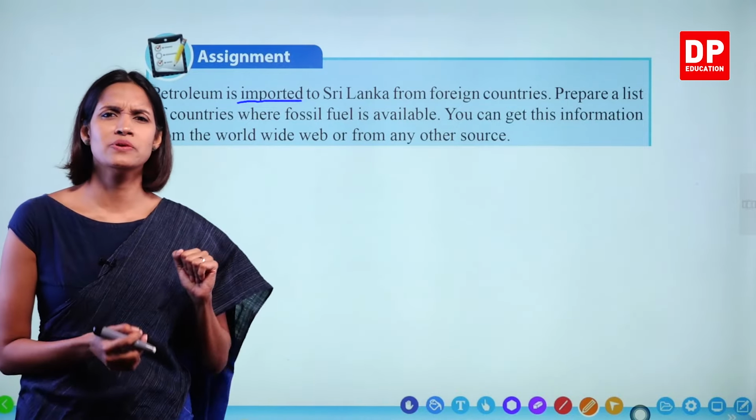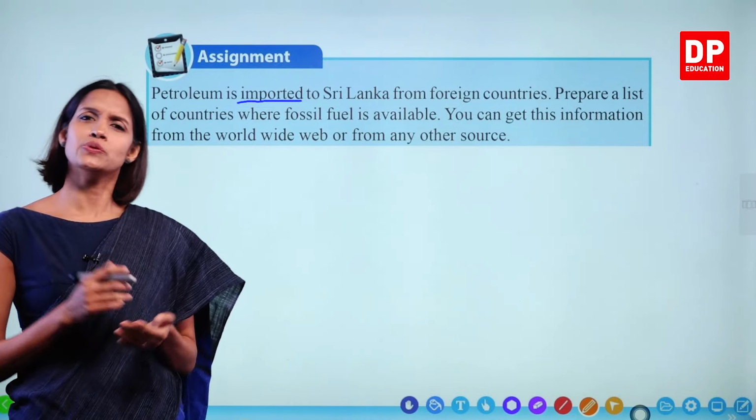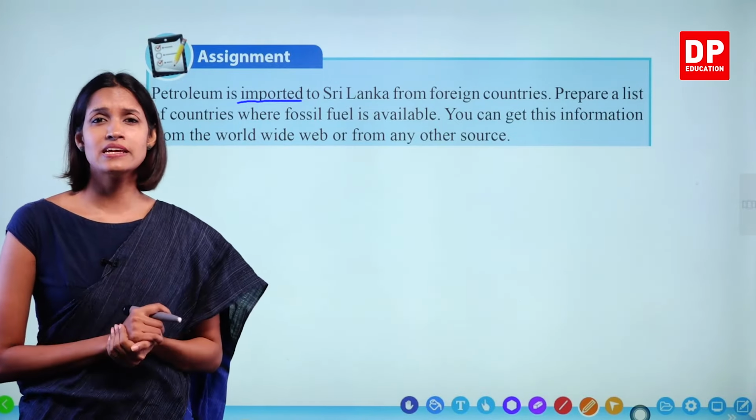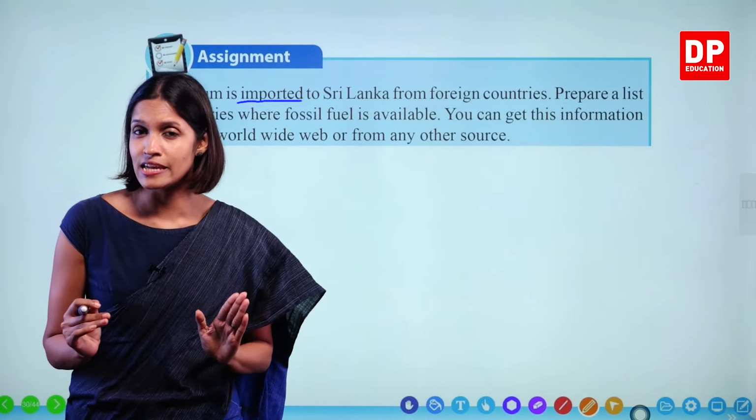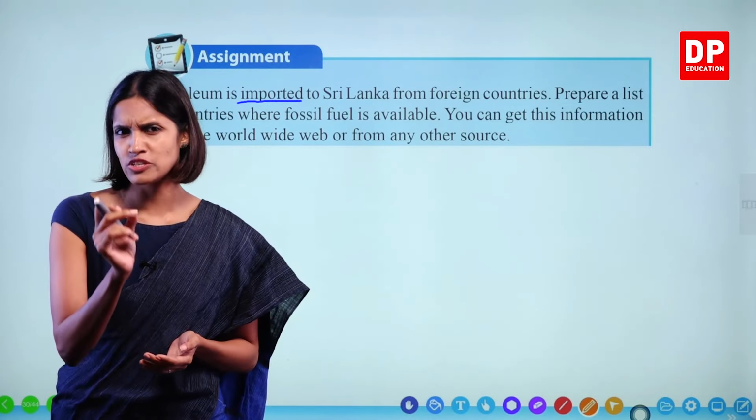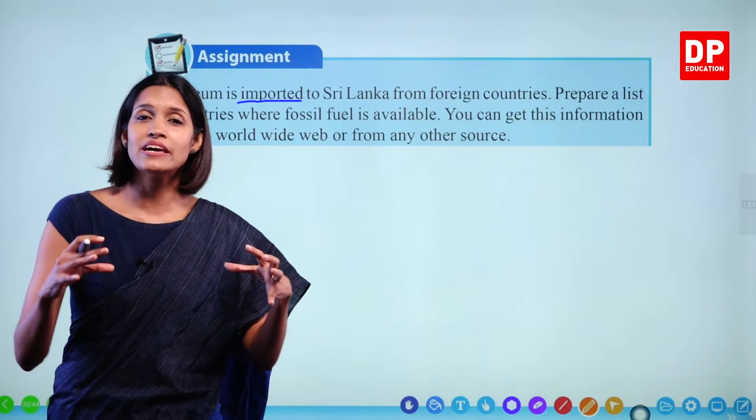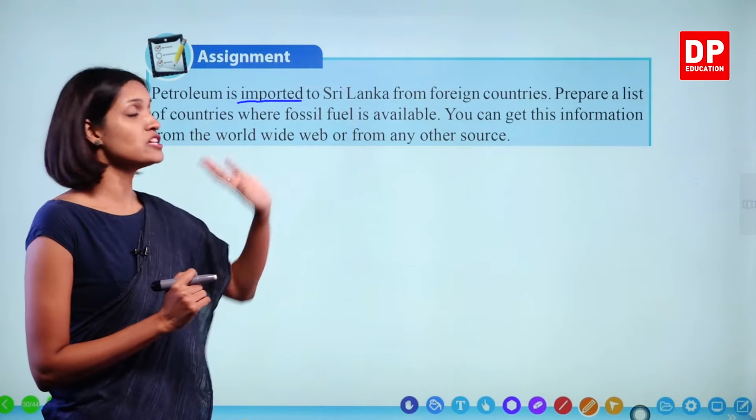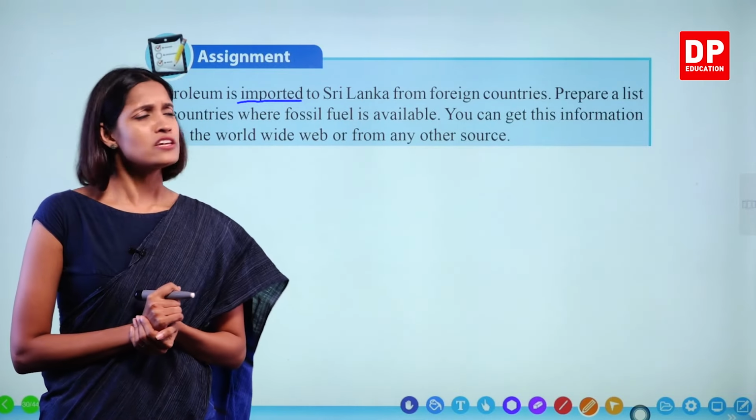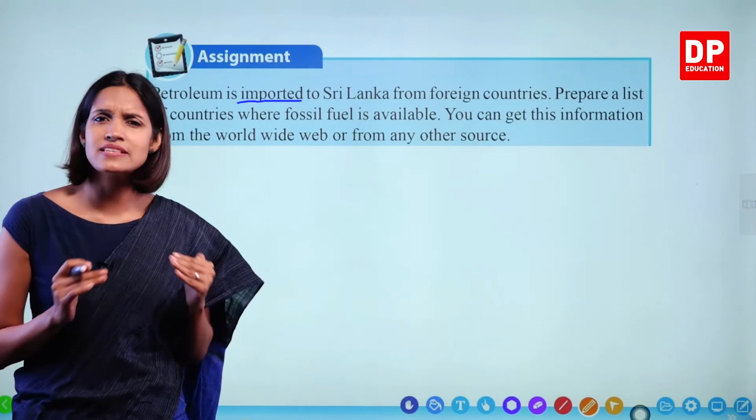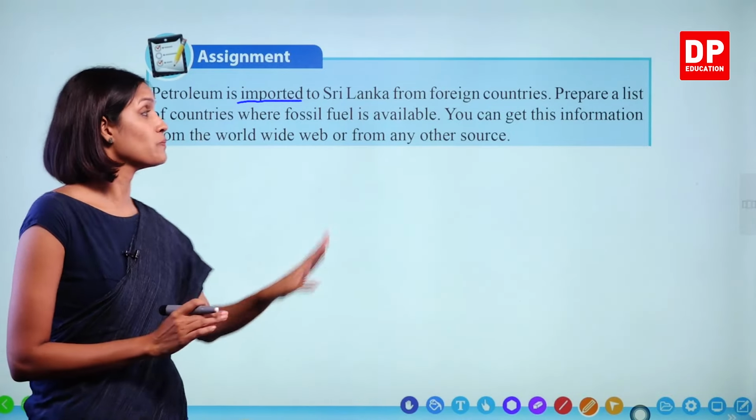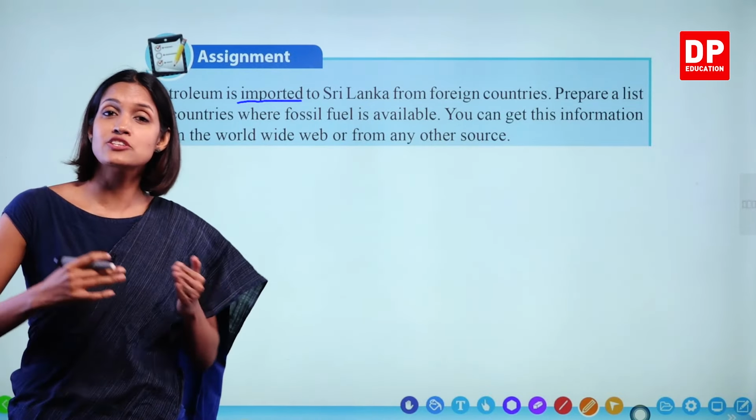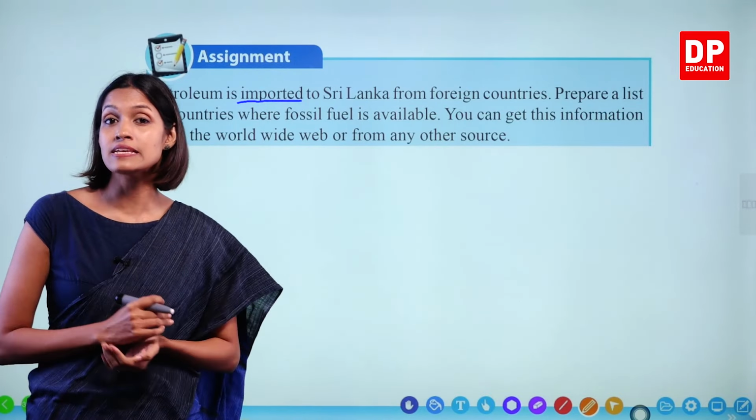What are the other ways that you can collect information? You can read books or magazines, but the fastest way is using the web, using the internet. But if you don't have the access to the internet, you can use the atlas, which means the map book. Okay, so you will find different maps. Like in some maps, they have marked the countries where these fossil fuels are available, right? So what are the countries, children? You can find many examples for these countries. Some of these countries, basically in Middle East countries, we can find these fossil fuel. Basically, even Sri Lanka imports this fossil fuel from Middle East countries.